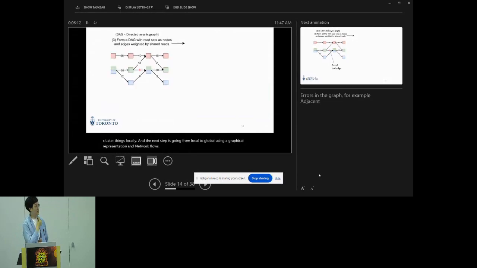What I've shown here is the previous local clusters that I've gotten, but I've made it into a graphical format. Each of the nodes is one of those local read sets. And I formed a directed acyclic graph, a DAG, where the edges are weighted by the number of shared reads between those clusters. Because if you remember, those blocks are overlapping. So you can have shared reads. So once I have this representation, it's kind of nice.